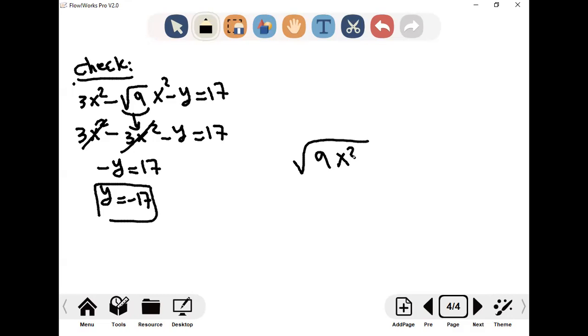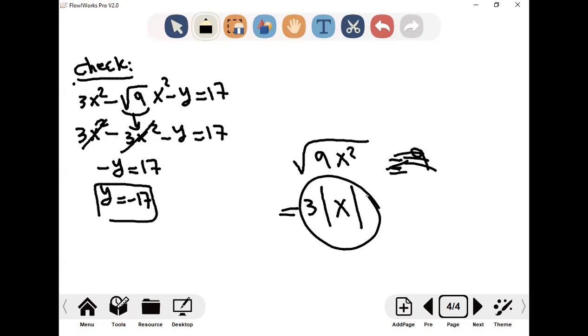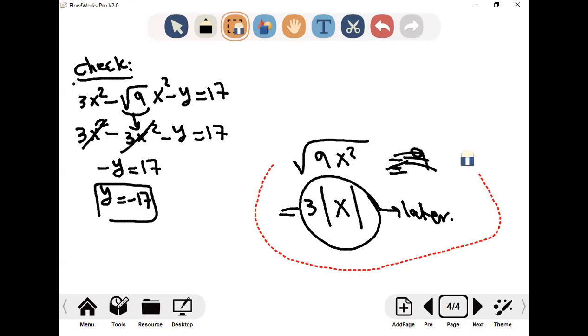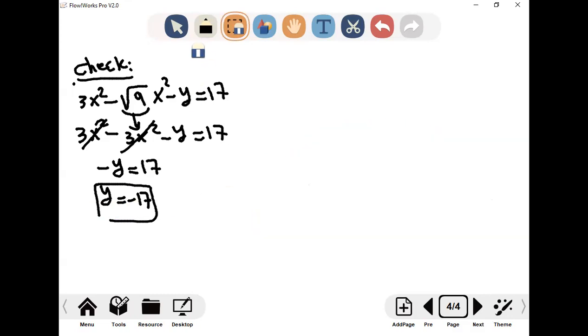This equal 9, 3 absolute value of x. This you will take it later. Work on your own. Now y equal what? This is how the function came out. I simplified it and it came out linear.